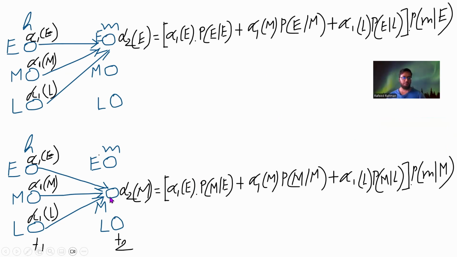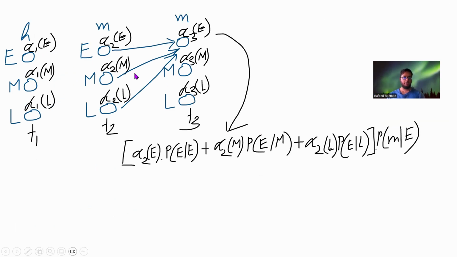So you can do the exact same thing for this particular state as well in time step T2. And you can clearly see that we are again using the alphas, we are again using the transition probabilities, and we are again using the observation with respect to the current state M. So we can do the same thing for L as well. So this is how we can get all the alpha 2s. Very simple. There is nothing complicated here.